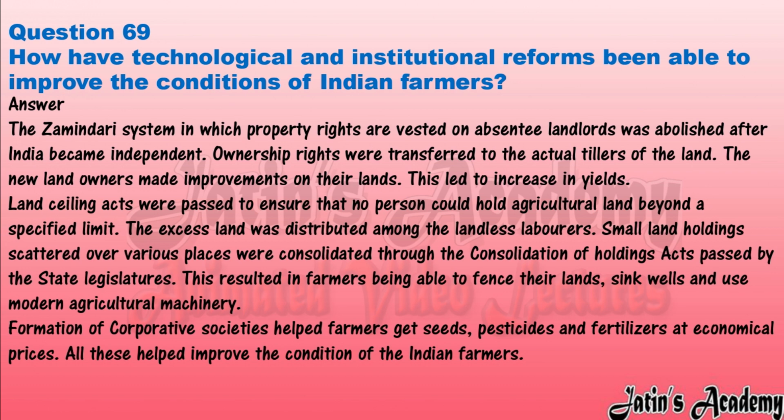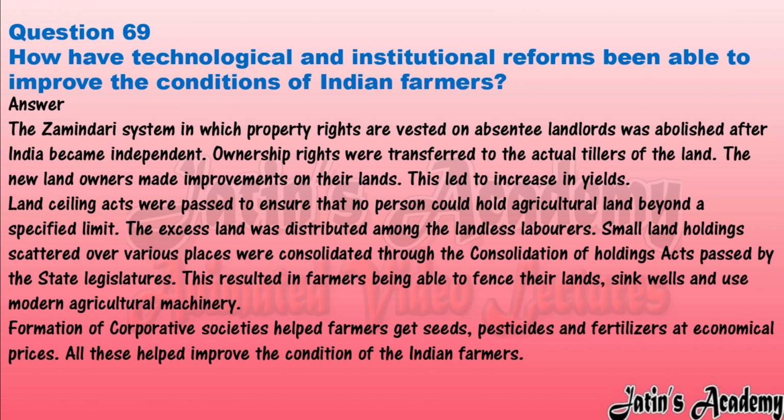Answer. The zamindari system, in which property rights are vested on absentee landlords, was abolished after India became independent. Ownership rights were transferred to the actual tillers of the land. The new land owners made improvements on their lands. This led to increase in yields. Land Ceiling Acts were passed to ensure that no person could hold agricultural land beyond a specified limit. The excess land was distributed among the landless laborers.